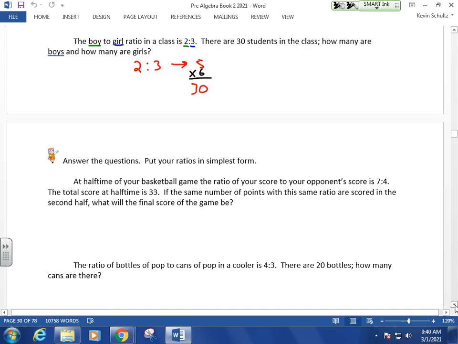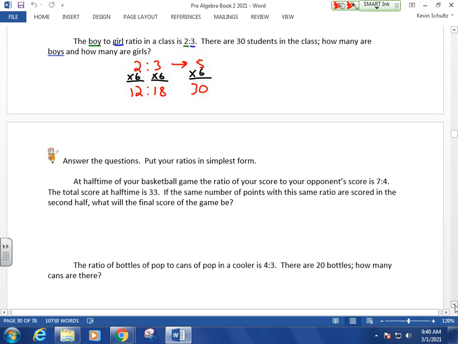So what are we going to need to do to the 2 and the 3 to get the total number of boys and the total number of girls if our ratio has a scale factor of 6? Multiply by 6, right? If the total 5 needs to be multiplied by 6 to get to the 30 students, then we're going to multiply both 2 and 3 by that same 6 to get 12 and 18.